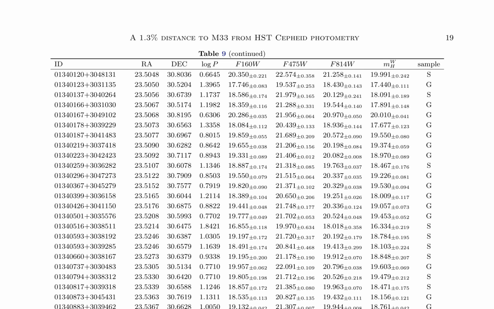The authors present a comprehensive catalog of Cepheid variables in the galaxy M33, obtained using Hubble Space Telescope, HST, photometry. The catalog contains 55 Cepheid candidates, with 30 objects classified as good, G, and 25 as suspect, S. Table 9 lists the identifiers, right ascension, RA, declination, dec, logarithmic period, log P, and magnitudes in the F160W, F475W, and F814W filters for each Cepheid candidate.